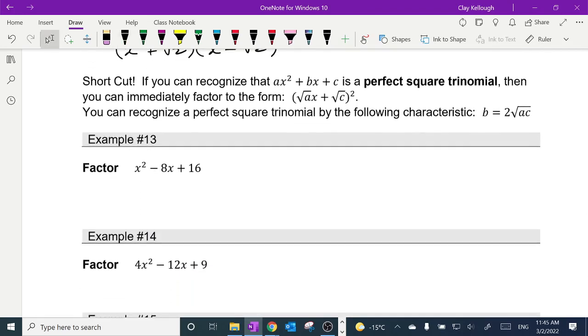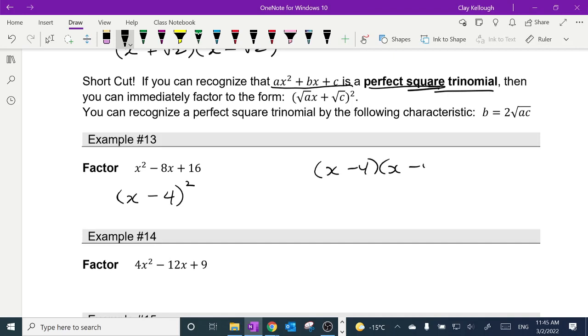All right, next for trinomials, we can do a shortcut. If you can recognize that your trinomial is a perfect square trinomial, then you can just immediately factor it into this form here, where you have the square root of a times x plus the square root of c all squared. Here's what I mean by that. You can recognize right away that 16 is a perfect square, and you can say that that's x minus 4 squared. Don't believe me? Try multiplying it out.